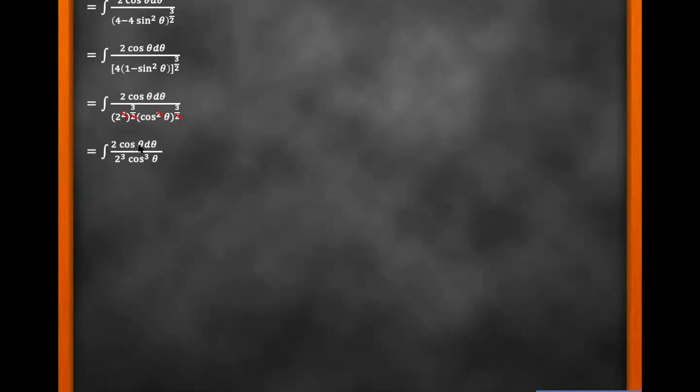Now, as you can see, there's a familiar function in the numerator, the same as that in the denominator. So we can cancel cosine theta, and of course the 2 will be canceled. That's why we have 1 over 2 squared, which is 4. So we have 1/4 times the integral of, we put 1/4 before the integral symbol because it's a constant. Now we have the integral of d theta over cosine squared theta. And we know that 1 over cosine squared theta is equal to secant squared theta.